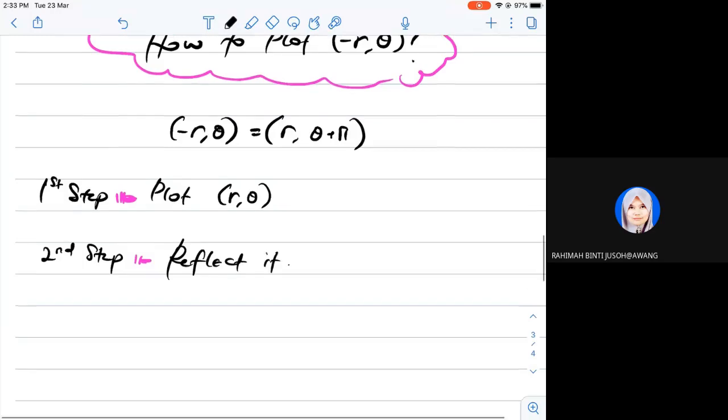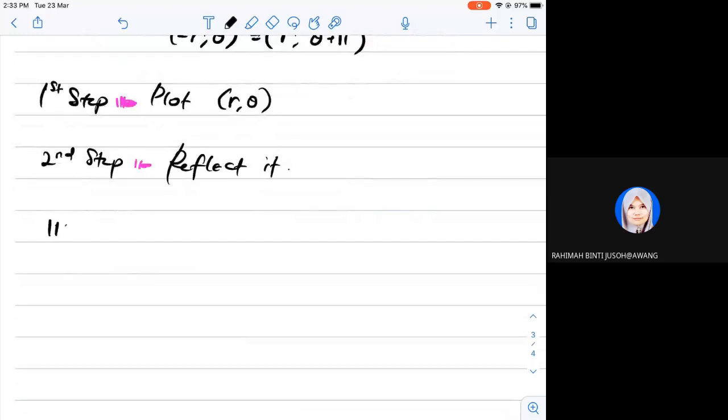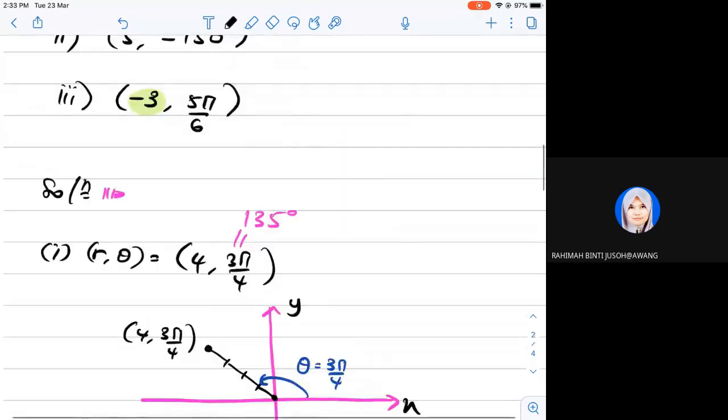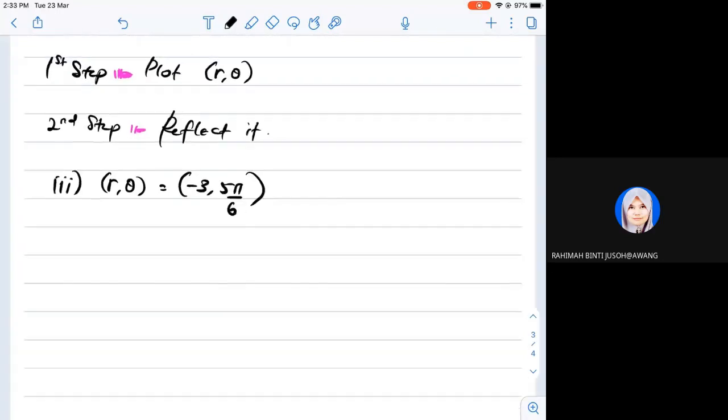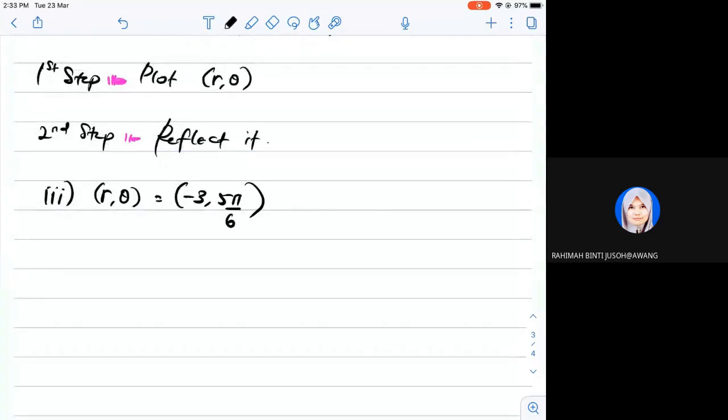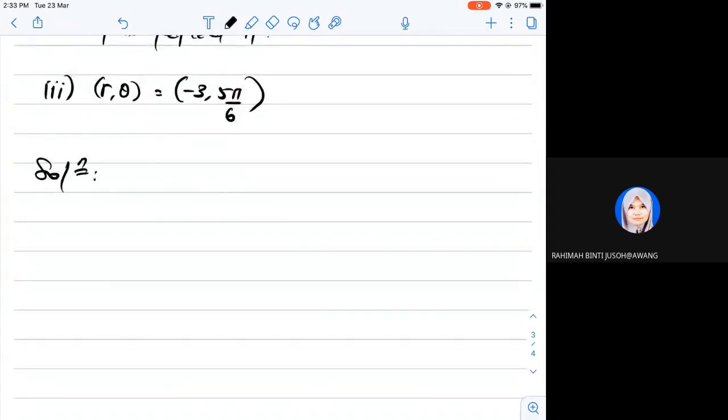Okay, so now let us solve question number 3. Just now we have r theta equals negative 3, 5 pi over 6. Okay, negative 3, 5 pi over 6, like this. So, solution. Of course, in order to plot the negative r theta, the first step is to plot positive r first. So we need to plot positive 3 and 5 pi over 6 first. And then the second step, we have to reflect the point.